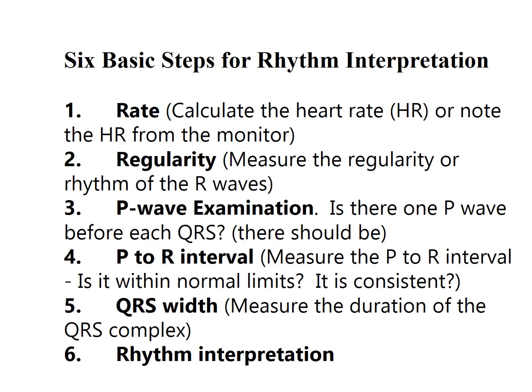If you have your primary pacemaker node working, which is your SA node, you will see a P wave. If you see a QRS complex without a P wave, this indicates a different source of initiation of depolarization. So that is going to be moving down in the heart to get a different contraction.